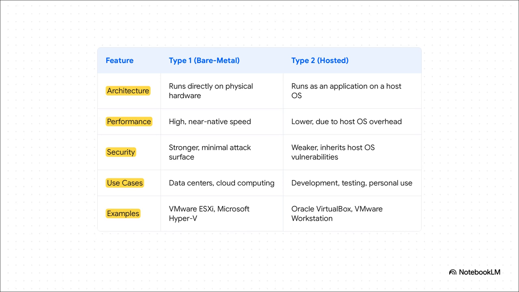Then you have type 2. This kind runs just like a regular app on top of an OS you already have, like Windows or macOS. It's not as fast or secure, but it's incredibly handy for developers, or if you just want to try out Linux on your laptop without messing anything up.